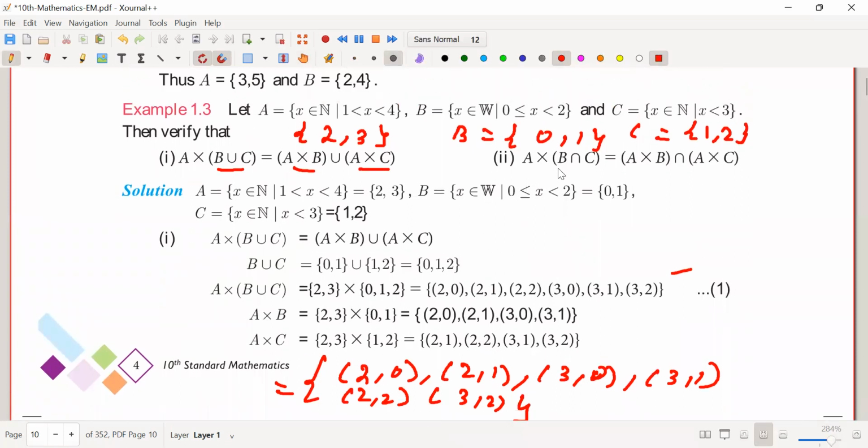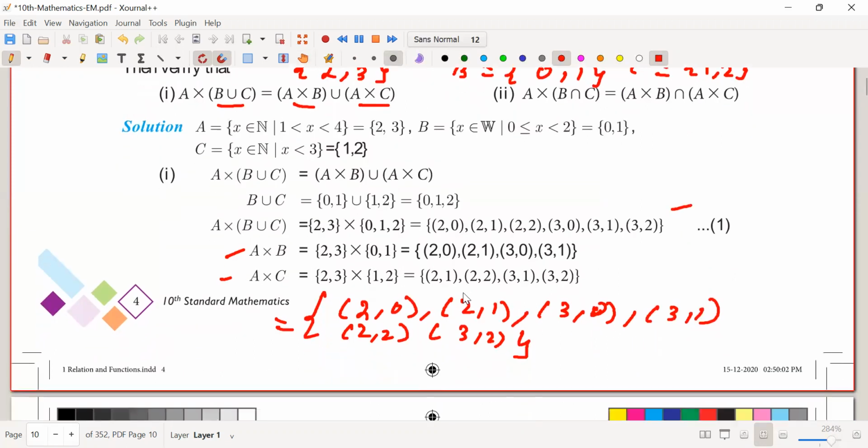Likewise, A cross B intersection C. What is B intersection C? B intersection C is 1. Right? We have 1 B intersection C. Then apply that. Next, A cross B. We already completed A cross B and A cross C. They want the intersection.